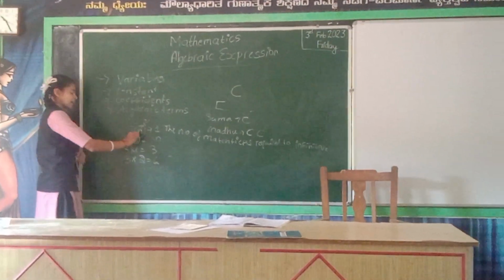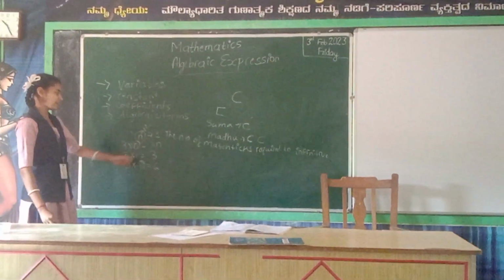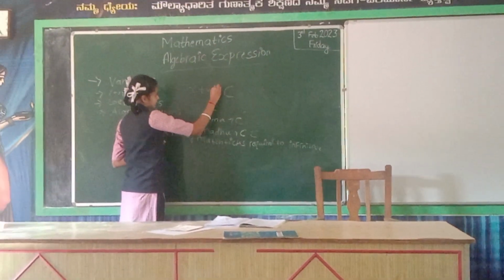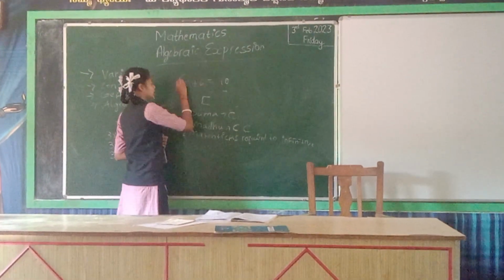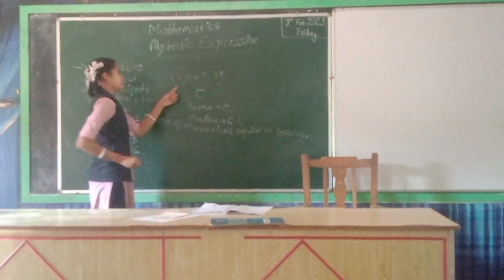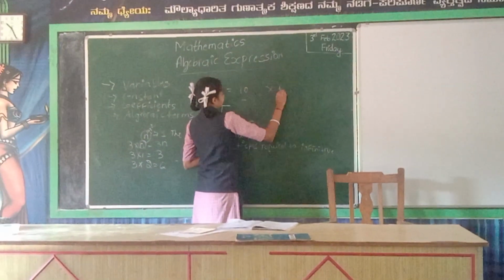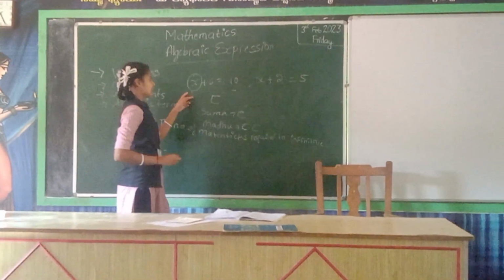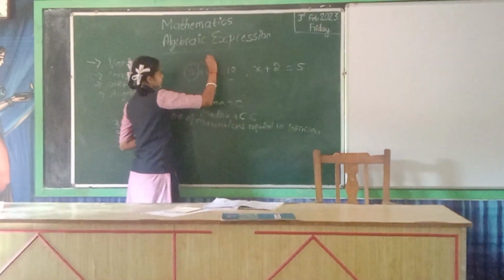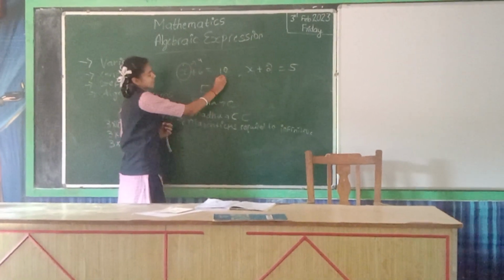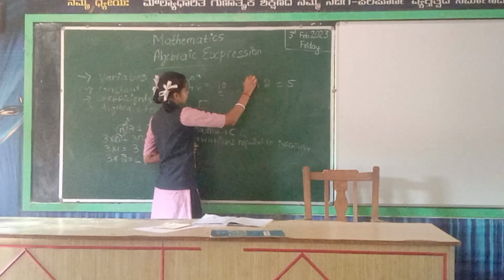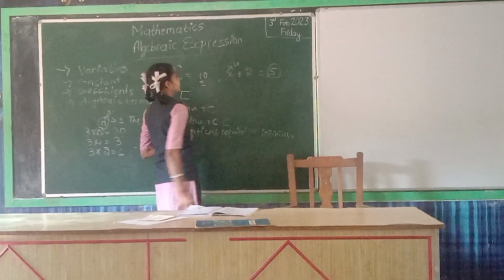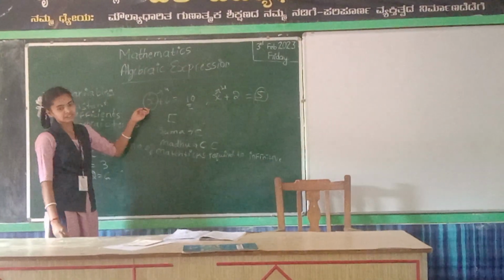Here we don't know the value of n. Similarly, x plus 6 is equal to 10. Here we don't know the value of x. x plus 2 is equal to 5. If we put the value 4, then we get 10, the answer is yes. If we put the same value 4 here, we can't get 5. So these are called variables.